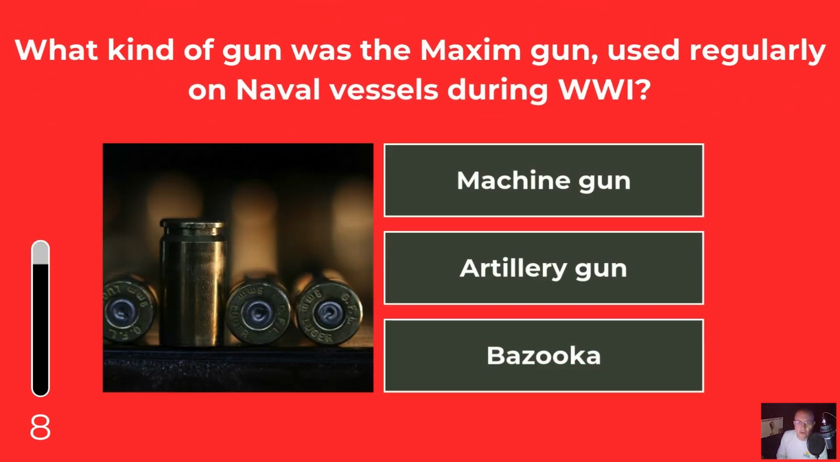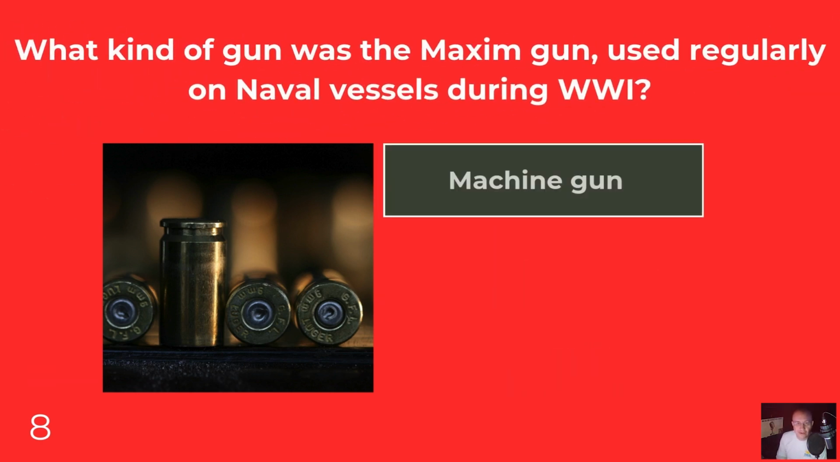What kind of gun was the Maxim gun used regularly on naval vessels during World War I? Was it the machine gun, the artillery gun, or was it the bazooka? It was the machine gun.